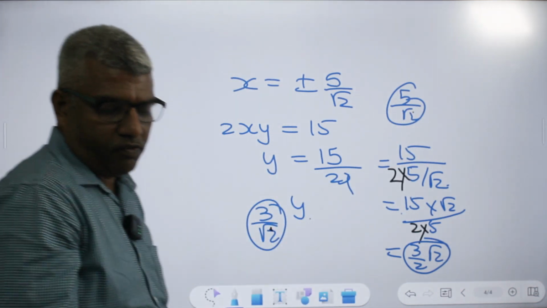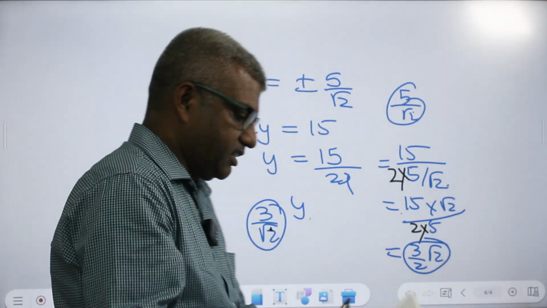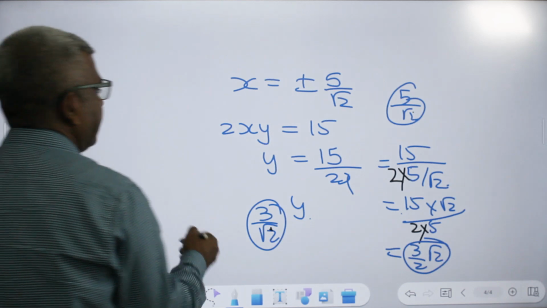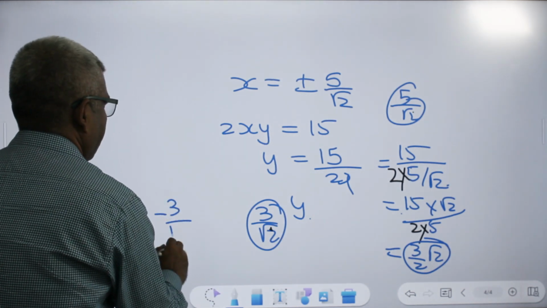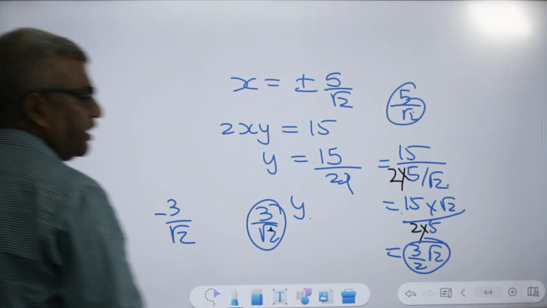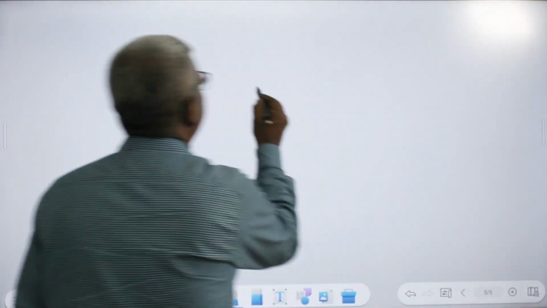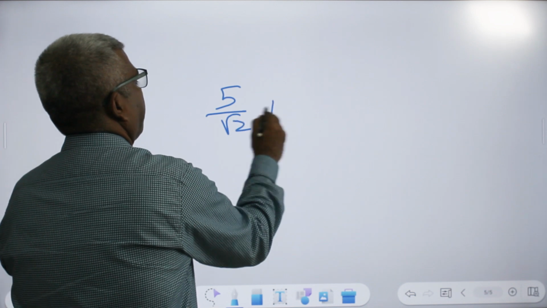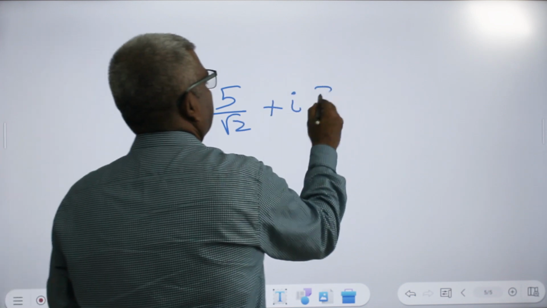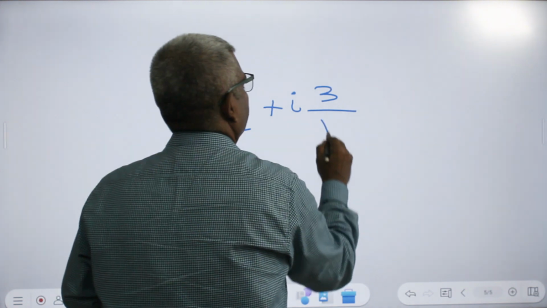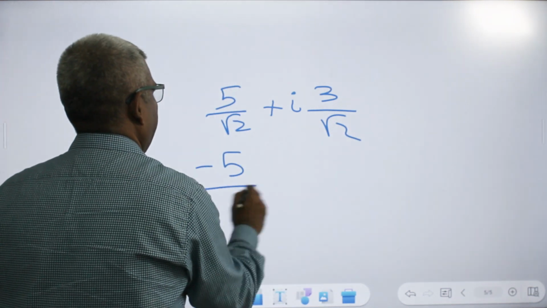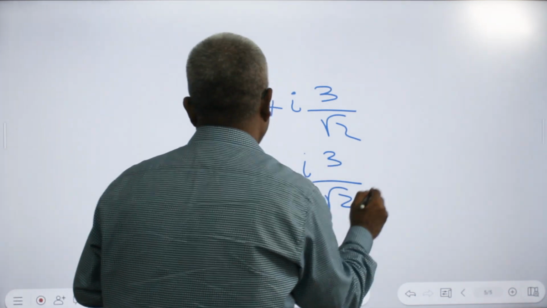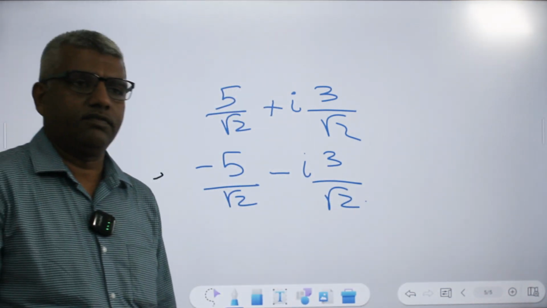When you substitute minus 5 by root 2, you will get minus 3 by root 2. Okay, so the values are 5 by root 2 plus i times 3 by root 2, and minus 5 by root 2 minus i times 3 by root 2. Got it?